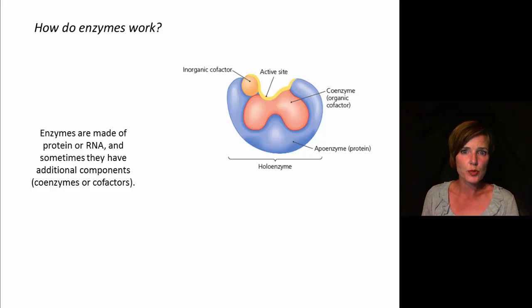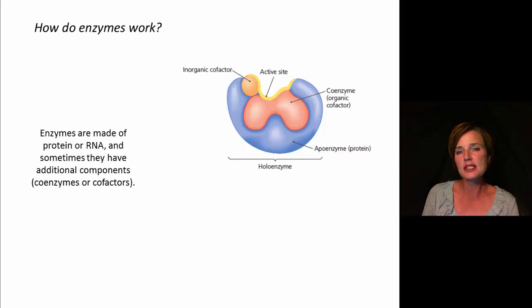So how do the enzymes work? Well, enzymes are mostly made of protein. Most of the time they're made of protein, but we do have some cases where they happen to be made of RNA as well. The blue that we see in this picture represents the enzyme itself. And enzymes sometimes, even though they are helping a reaction, need a helper for themselves. The helper components are called cofactors or coenzymes.